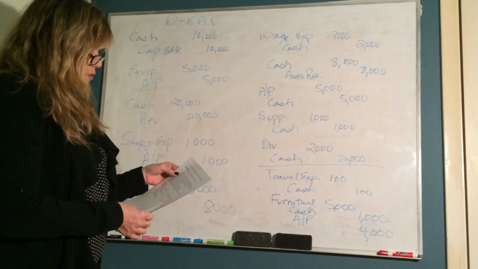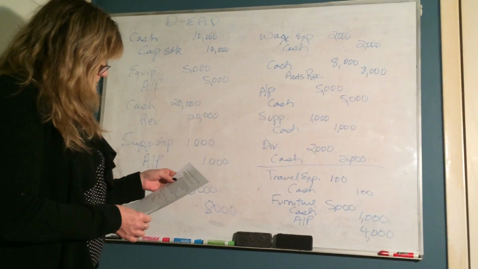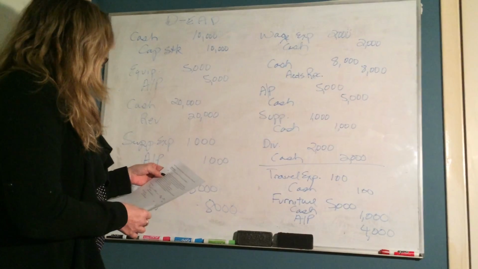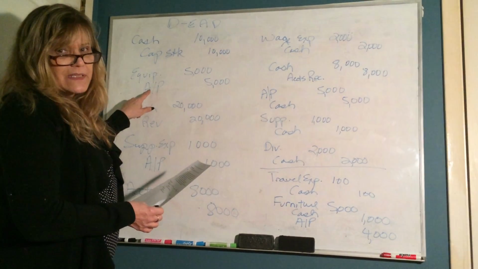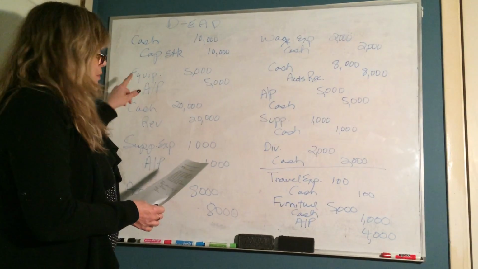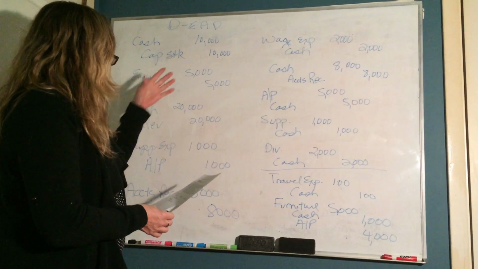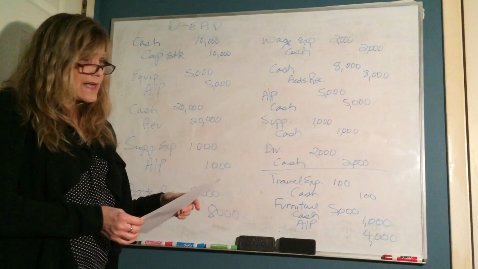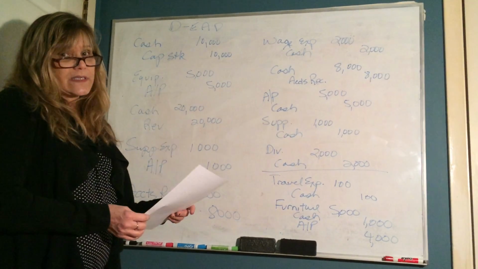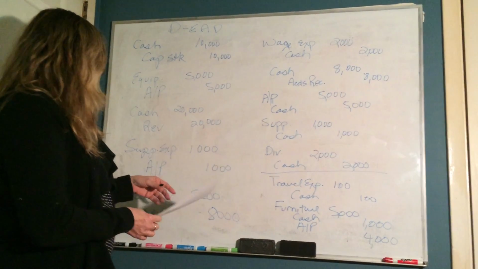Next is purchased equipment on account for $5,000. What happened here, if she purchased it on account, that means it's accounts payable. So equipment again is an asset account, increased with a debit of $5,000. Accounts payable is a liability account. That's going to increase with a credit for $5,000.